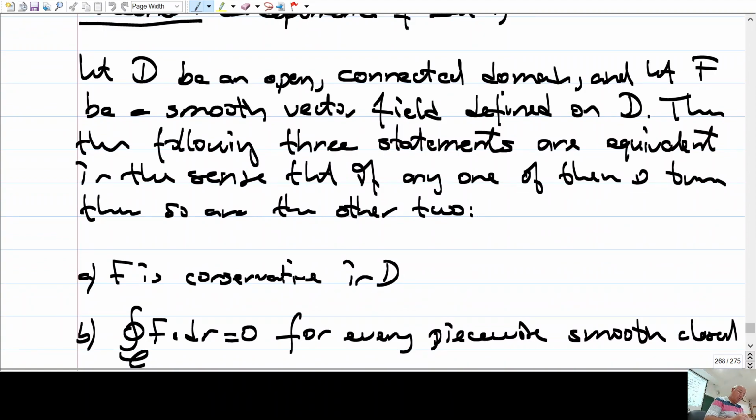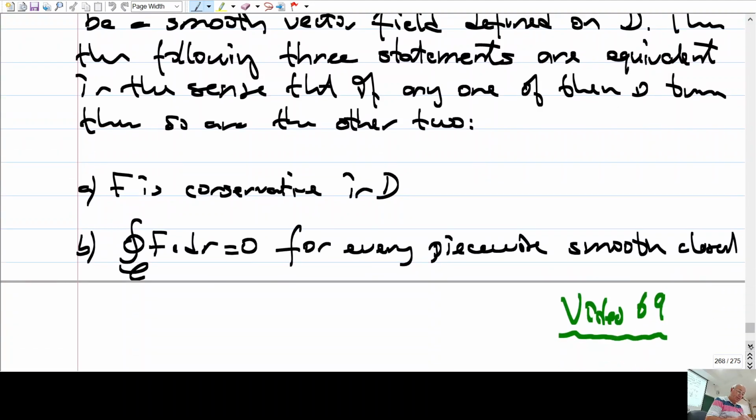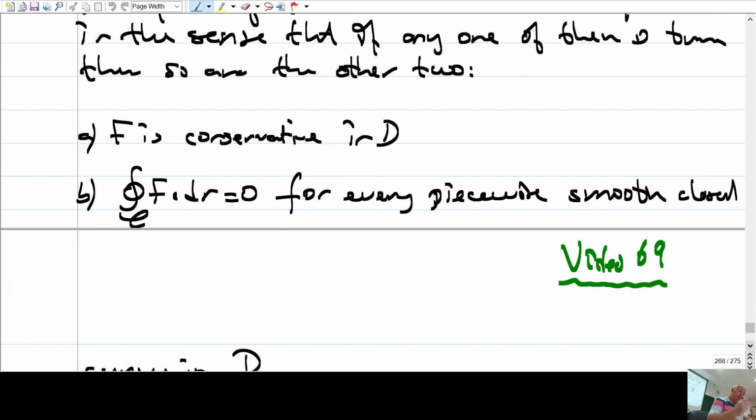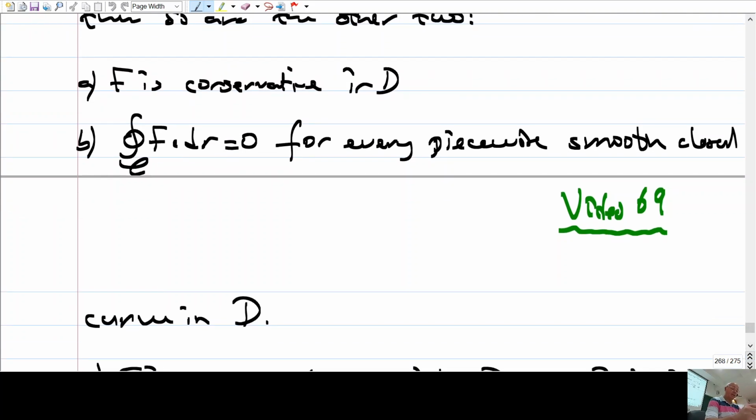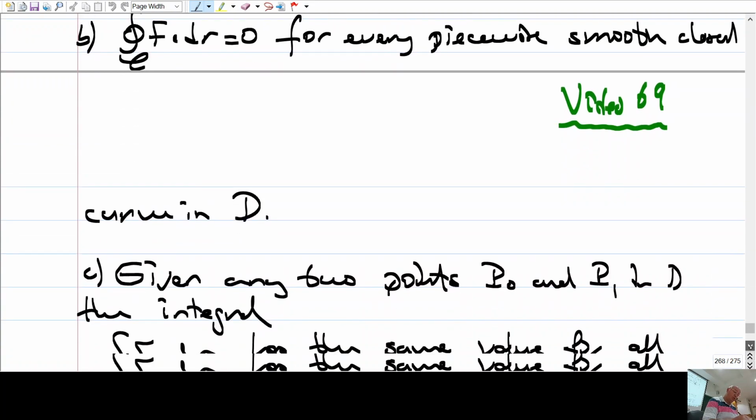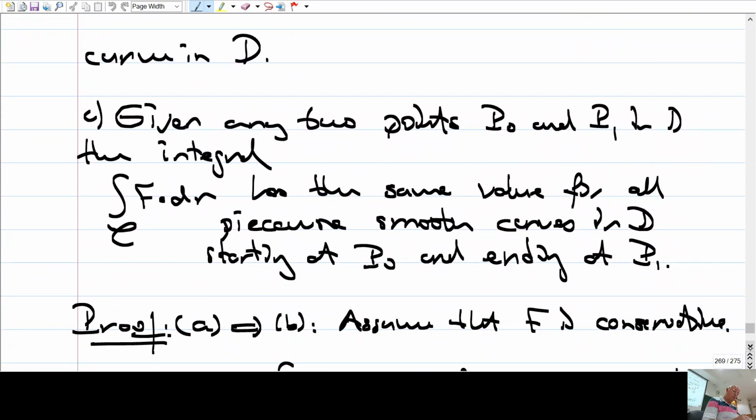If you have an open connected domain and a smooth vector field, then these three conditions are equivalent. Namely, F is conservative. That's the first one. The second one is, around any closed loop, the line integral of F is 0. And the third one is, the integral is path independent.